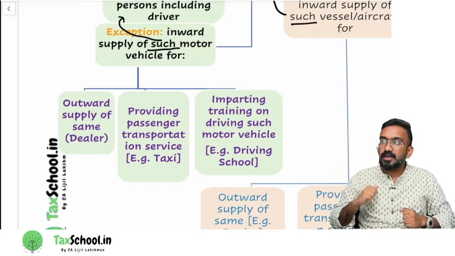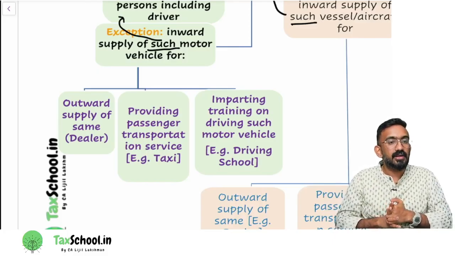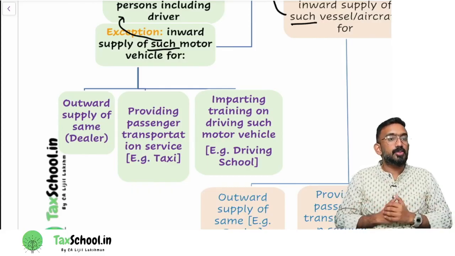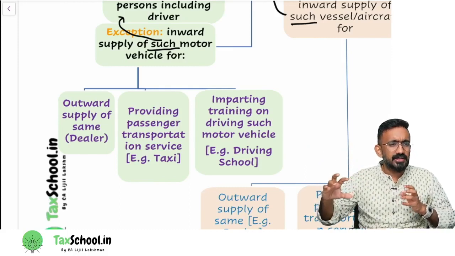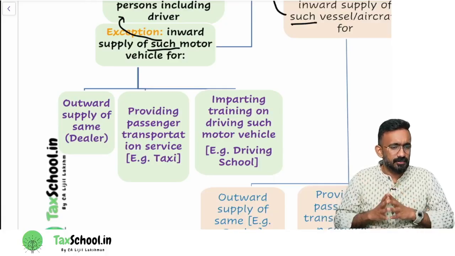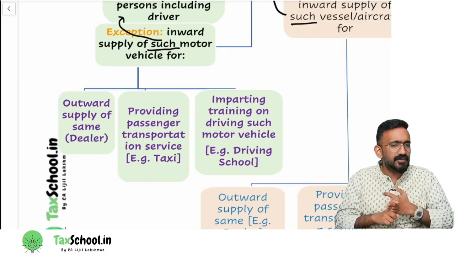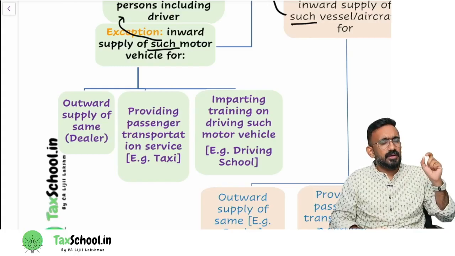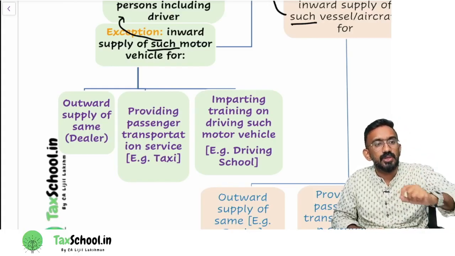Then, imparting training on driving such motor vehicle. Which means you are a driving school and you purchase a motor vehicle which is modified to teach people driving, you can take the credit. They're saying these are very close to the activity that is being done. So because your vehicle is very close to your outward supply, you can take the input tax credit in 3 cases. You can remember it like this: dealer can take the credit, taxi can take the credit, driving school can take the credit.